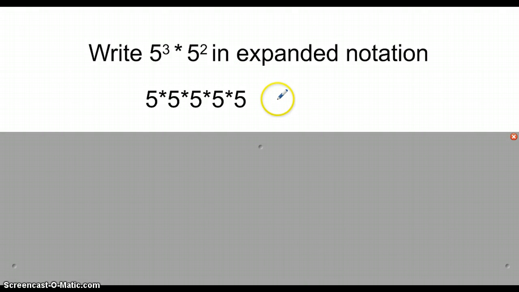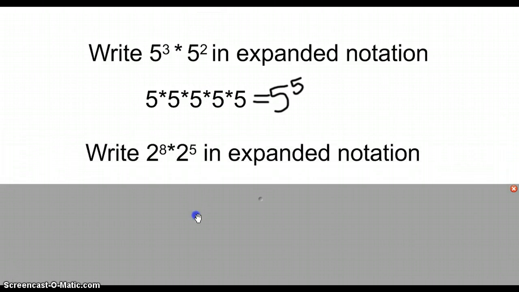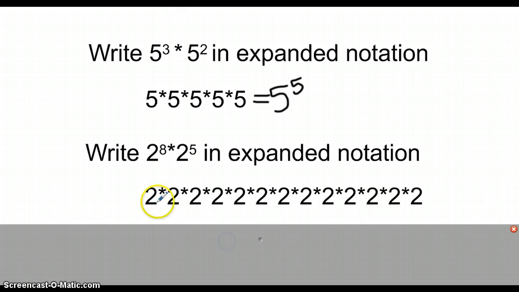So you should get 5 times 5 times 5 times 5 times 5. And if you want to simplify that, you would write out 5 to the fifth, since we have a total of 5 fives. Now, do the same thing with this one and write it out in expanded notation. Okay, so we have this many 2's, and in total we have 13 2's, or we can rewrite it in exponent form as 2 to the 13th.